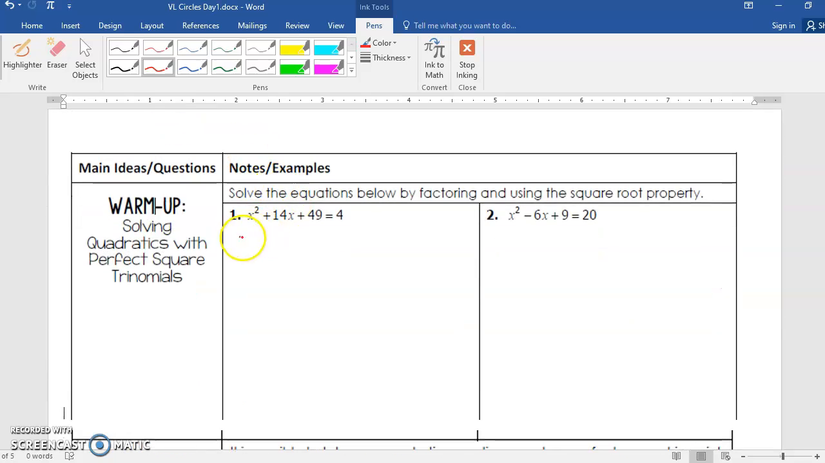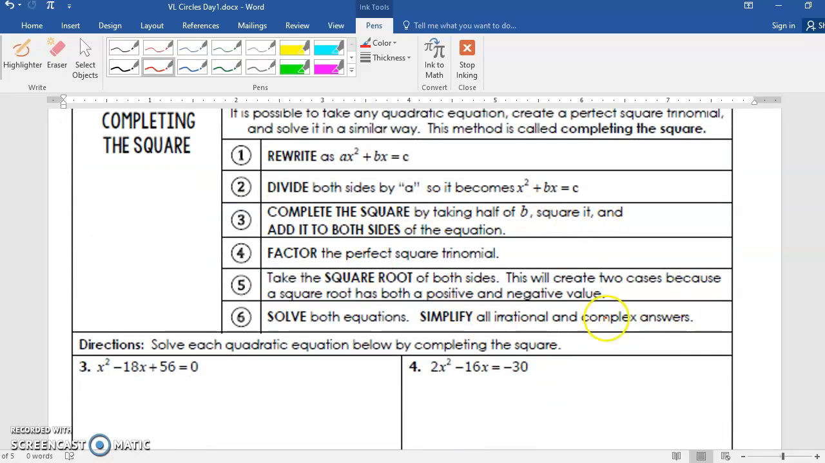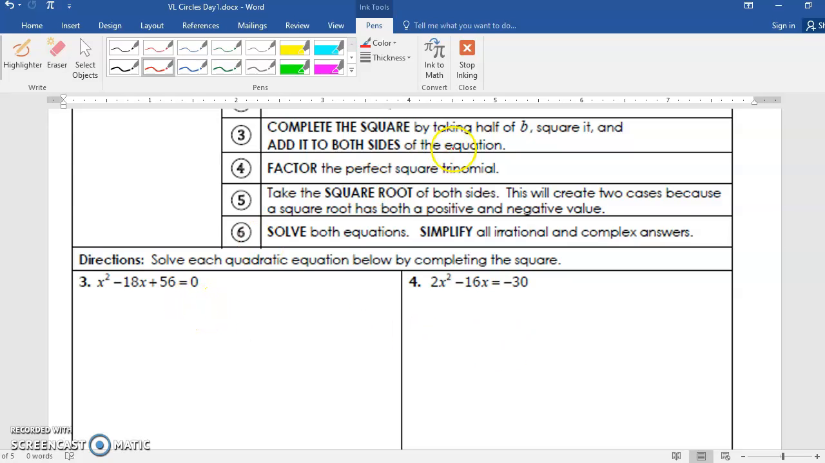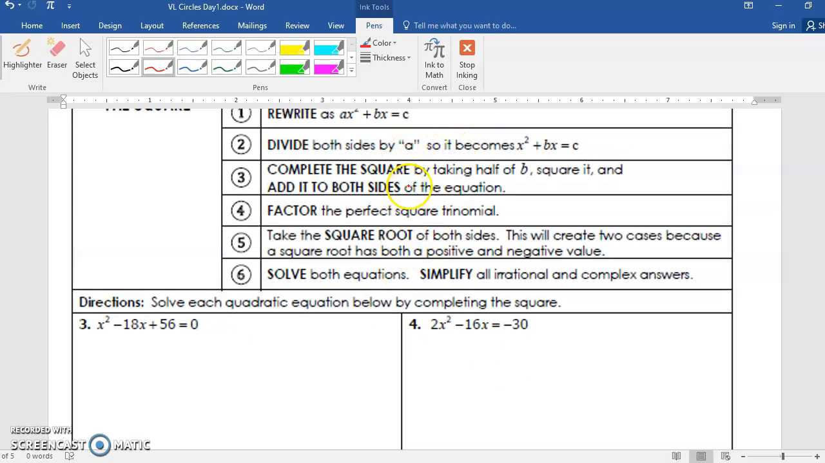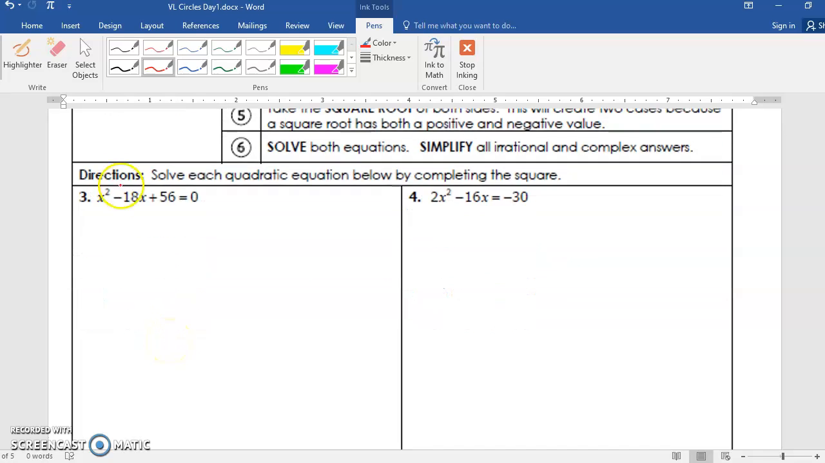We'll skip this because it's just a warm-up for our packet, but this is our real deal here. So all the steps are laid out over here, but let's directly attack the problem. Here we have x squared minus 18x. He wants us to solve, but I really don't want to solve completely because I want to stop in a place where we actually need for our conics chapter. So I'm not going to proceed beyond a certain point, and you will know.